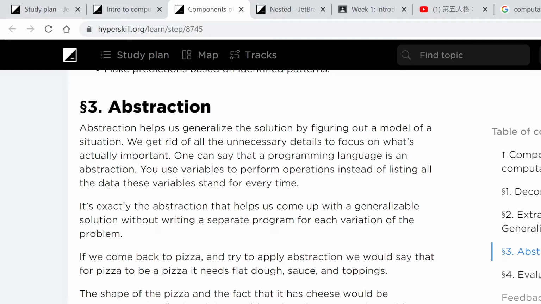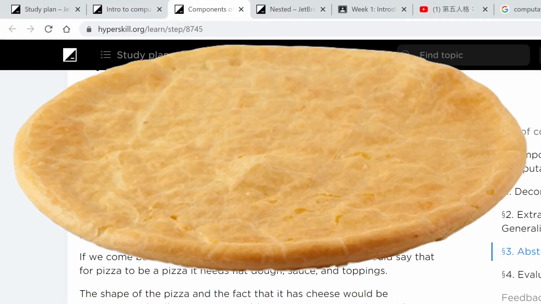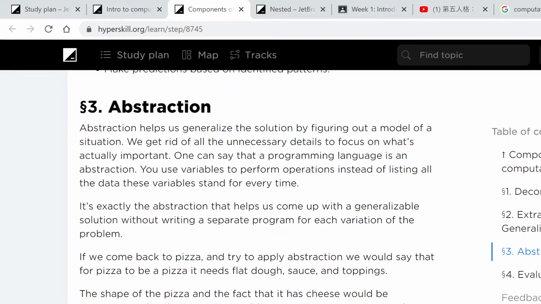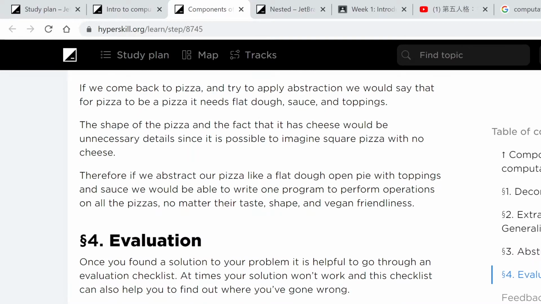We come back to pizza now and try to apply abstraction. We would say that for a pizza to be a pizza, it needs flat dough, sauce, and toppings. Now, in a chef's recipe, a pizza recipe could be very, very long, but that's all the necessary details we need to know.